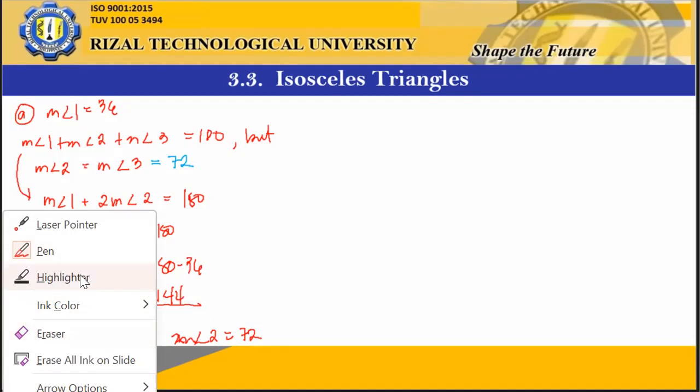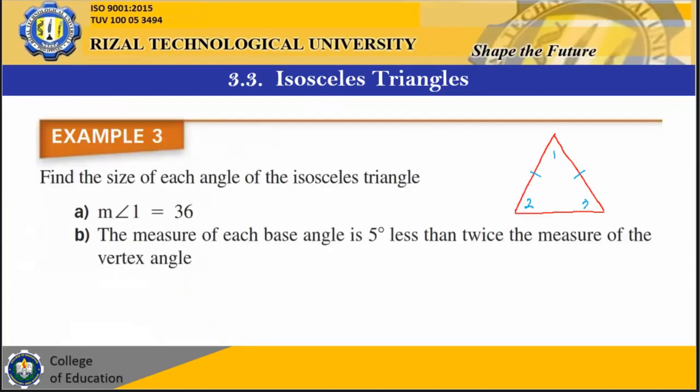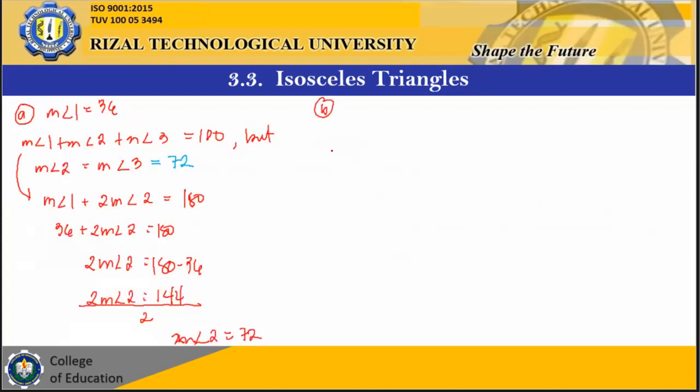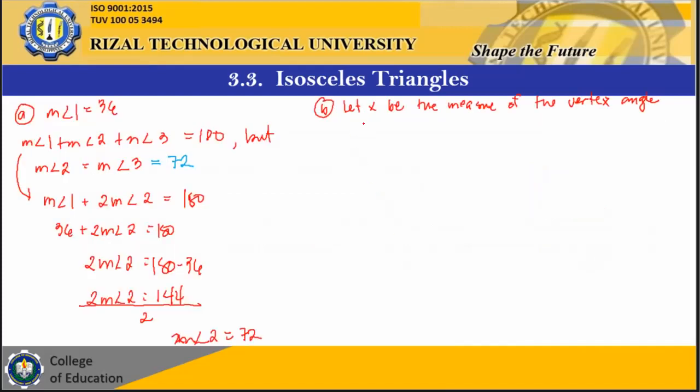Okay, next is letter B. The measure of each base angle is 5 degrees less than twice the measure of the vertex angle. So let x be the measure of the vertex angle. Ang sabi dyan, yung base angles daw is 5 less than twice the measure of the vertex angle. So how are we going to represent each measure of the base angle? 2x minus 5. That's correct. So let x be the vertex angle and 2x minus 5 be the measure of the base angle.